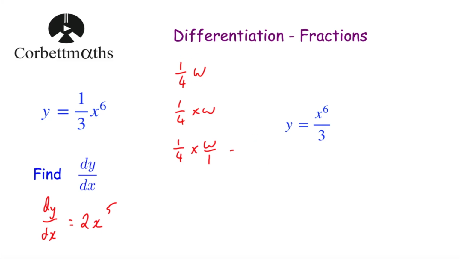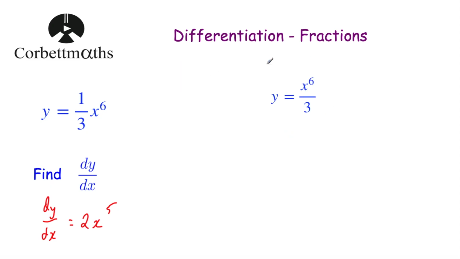So if we have a look at this question here, if I was given this to differentiate, what I would do is I would write it out as y equals, and instead of writing x to the power of 6 over 3, I would actually write it as a third x to the power of 6, because x to the power of 6 over 3 is the same as a third of x to the power of 6. You can actually just bring that fraction out in front of the x to the power of 6.